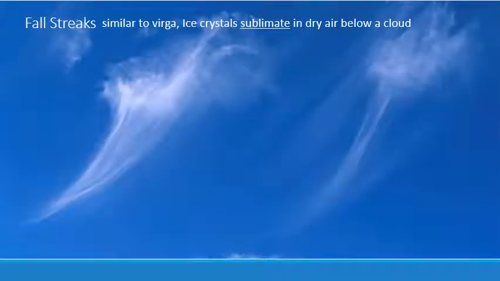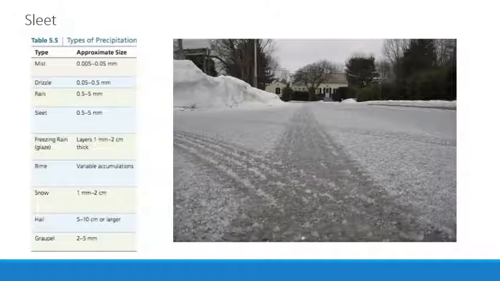Similar to virga, ice crystals may sublimate when they enter the dry air below. So this is how you get a fall streak when you're talking about cirrus clouds and ice crystals. Winter precipitation now: small spherical lumpy ice particles that form when raindrops freeze while falling through a layer of sub-freezing air. That's sleet.